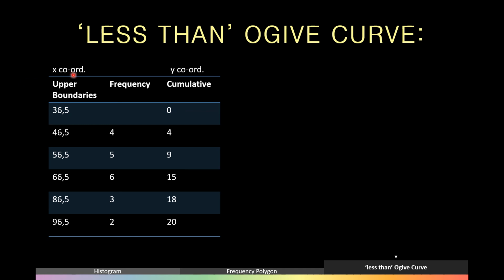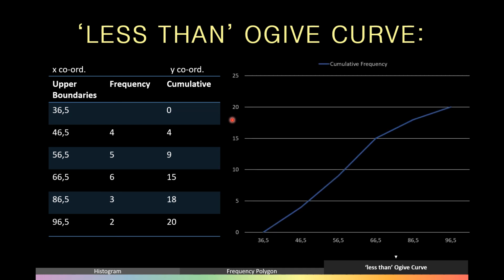Okay, so using the upper boundaries and our cumulative frequencies, where the upper boundaries are our x coordinates and the cumulative frequencies are our y coordinates, we're going to construct our ogive curve. So as you can see on your screen, we have our upper boundaries on the x-axis and our cumulative frequencies on the y-axis. And we can see that the upper boundary of 36.5 that we introduced is anchoring our graph to the x-axis. So let us interpret this graph.